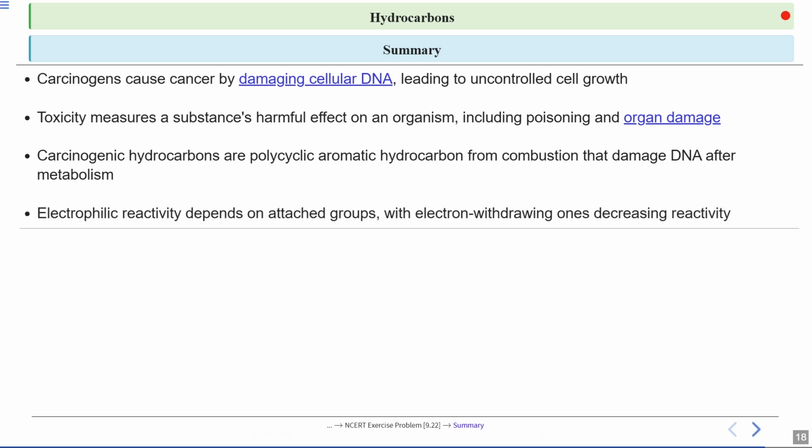Finally, we looked at electrophilic reactivity. This refers to how easily a molecule can react with electron-rich species. If a hydrocarbon has an electron withdrawing group attached to it, its reactivity decreases. What is the reason? Because the groups pull electrons away, making the molecule less reactive to electrophiles. Understanding this helps us to predict how different hydrocarbons will behave in chemical reactions.